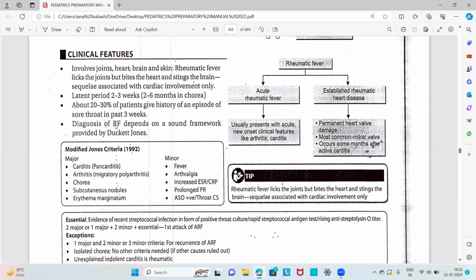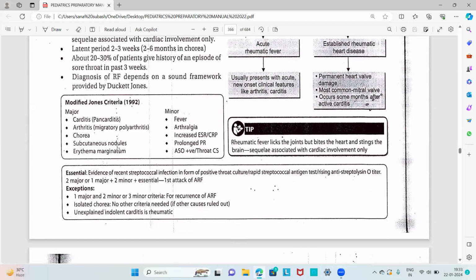So, rheumatic fever is diagnosed by the modified Jones criteria, which includes major criteria: carditis, that is clinical and subclinical carditis, then arthritis, that is migratory polyarthritis, then chorea, subcutaneous nodules and erythema marginatum. These are the major criteria.